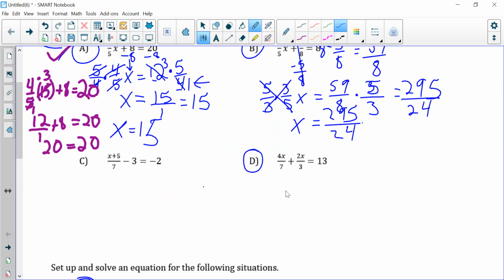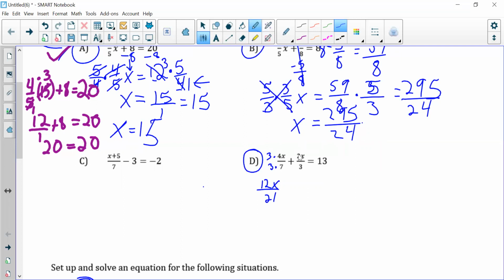What is the smallest number that both 7 and 3 go into? 21. All right, so how do we get this to 21? Well, I've got to multiply 7 by 3. And if I do it to the bottom, I've got to do it to the top. All right, so that's going to give me 12x over 21.